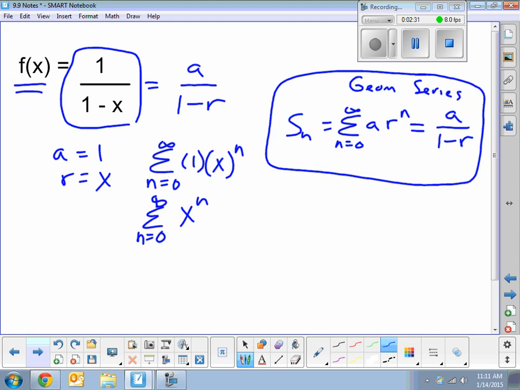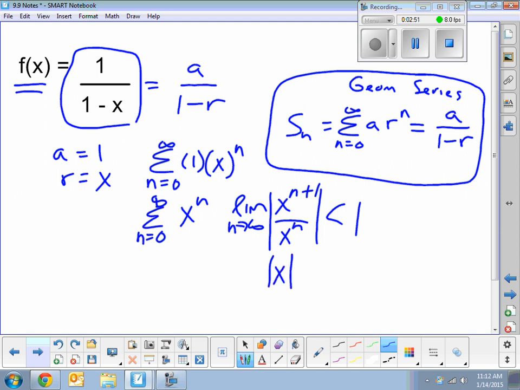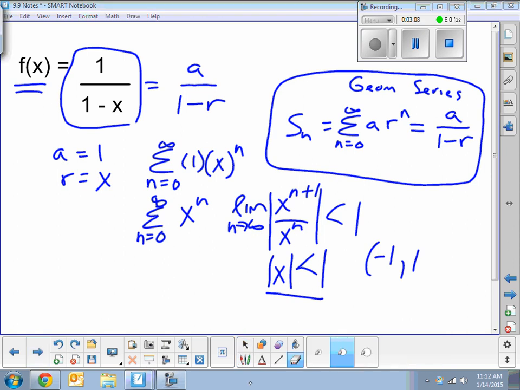Now let's talk about where this converges. We know that it converges using our limit test: the limit as n approaches infinity of the absolute value of x to the n plus 1 over x to the n has to be less than 1. If you simplify that, we've done this problem enough, you see that the n's go away, and I'm left with just the absolute value of x, so the limit doesn't matter because there are no n's left. So we see that it has a radius of 1, and it converges somewhere between -1 and 1. I don't know about the endpoints for sure, so let's erase that for a minute.